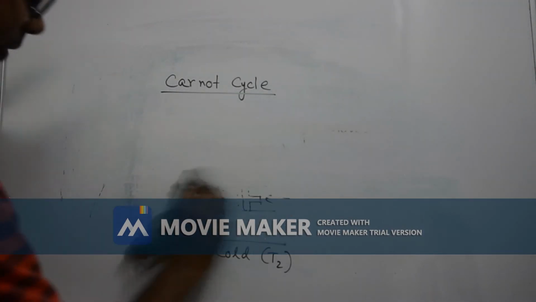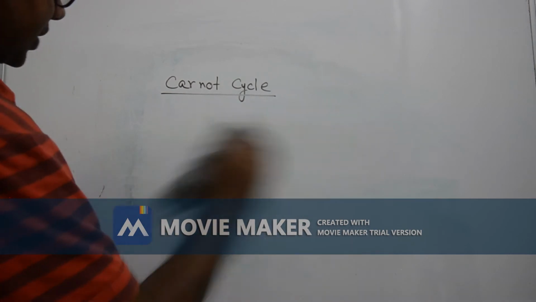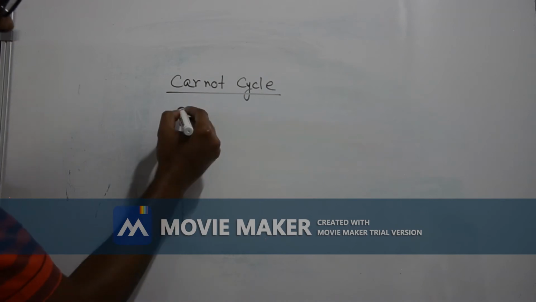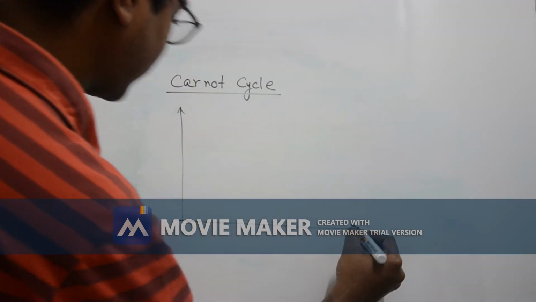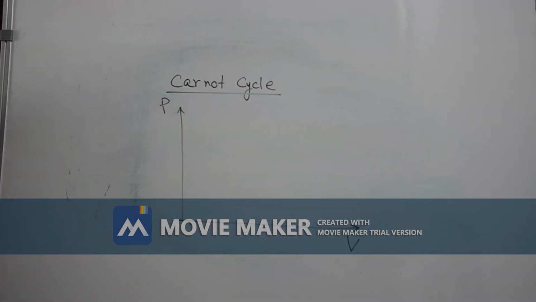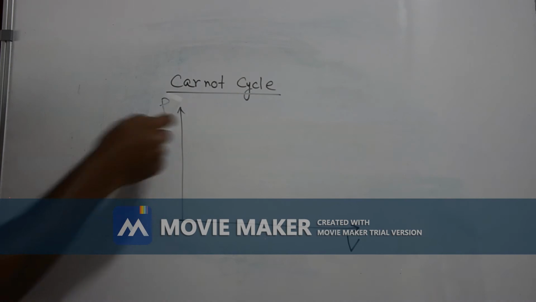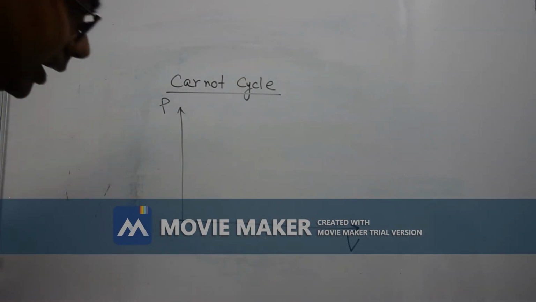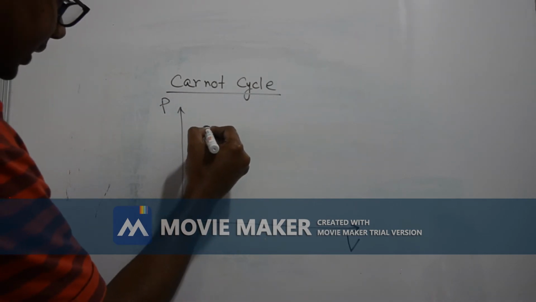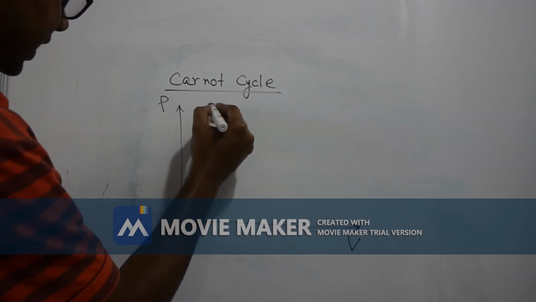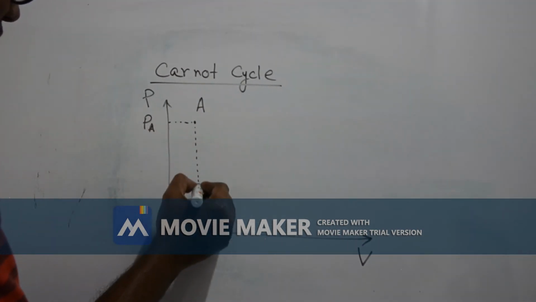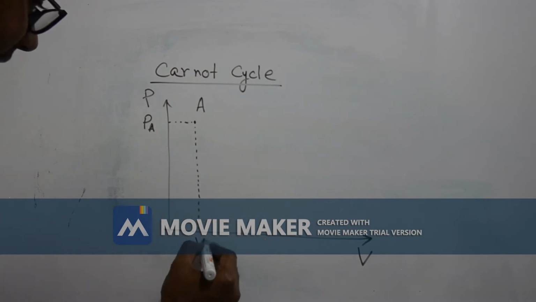Now let me describe all the 4 steps in the PV diagram or the phase diagram. So this is the phase space of the hydrostatic system. In this figure, on the y-axis, I am plotting the pressure of the system. On the x-axis, I am plotting the volume. Now what is happening? Let me start with a point, for example point A.